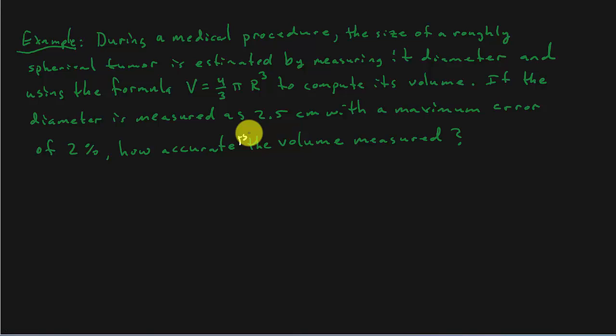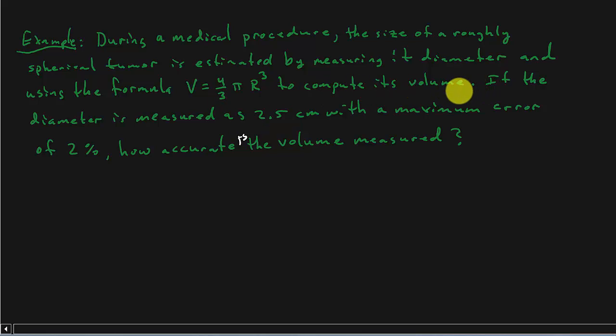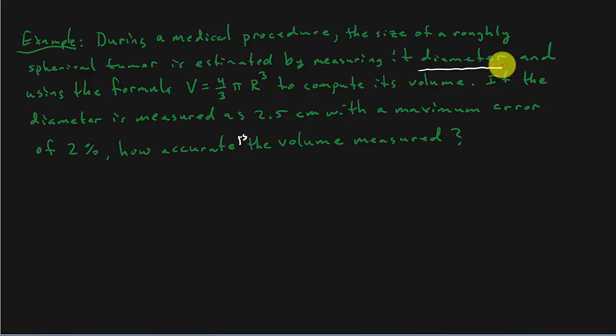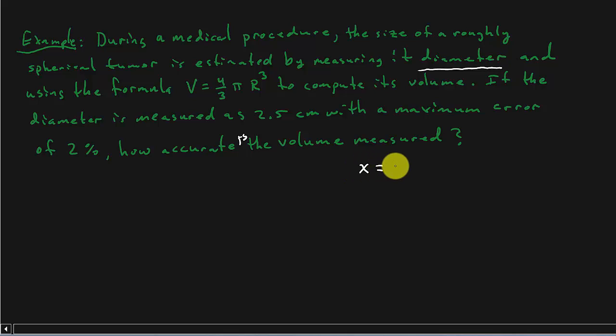All right, so a few things we've got to do here. One thing we realize is that it says the size is estimated by measuring its diameter. So we can let X represent the diameter, which is 2 times the radius, right? And so we get that the radius is equal to X over 2.